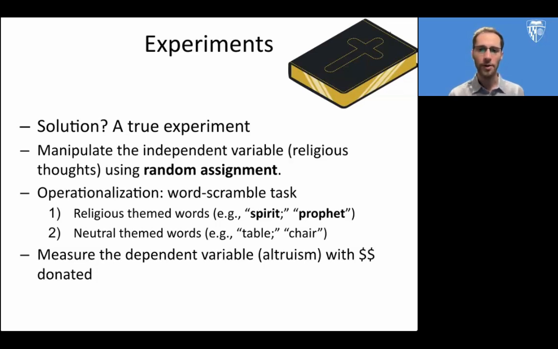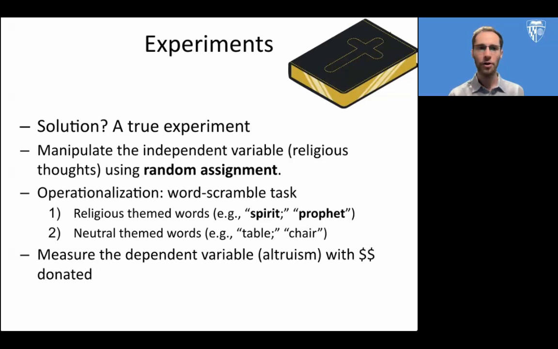Half of our participants are put into a group that gets religious themed words in the word scramble task, words like spirit and prophet and Bible that are meant to activate religious thoughts. And then the other group of participants get neutral themed words in the word scramble task. They see words like table and chair.